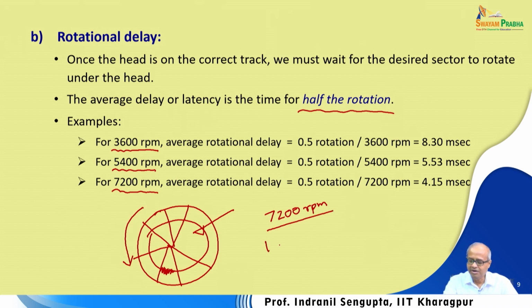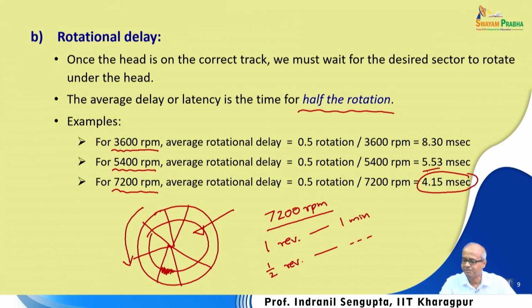You just calculate one revolution will take 1 minute divided by 7200. So, on the average, as I said, the average rotational delay will be half a revolution. So, half a revolution will be how many minutes? You can calculate this, convert it to milliseconds. You will find that the time comes to about 4.15 milliseconds. For 5400 RPM it is 5.53, for 3600 it is 8.30. So, the faster the disk rotates, the less time you will take to carry out read or write operations.